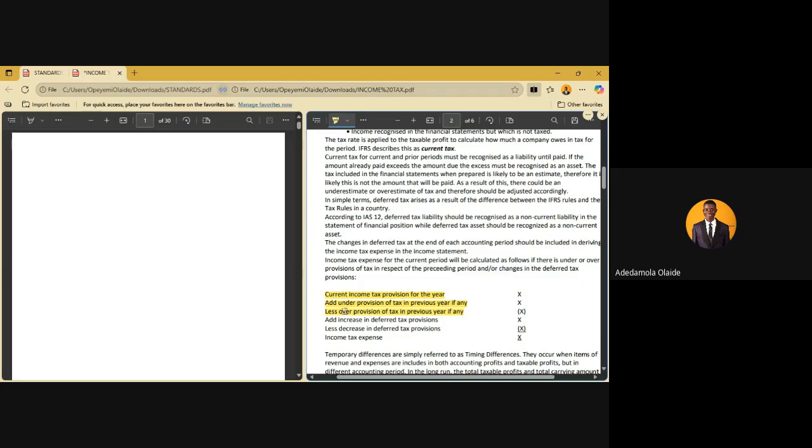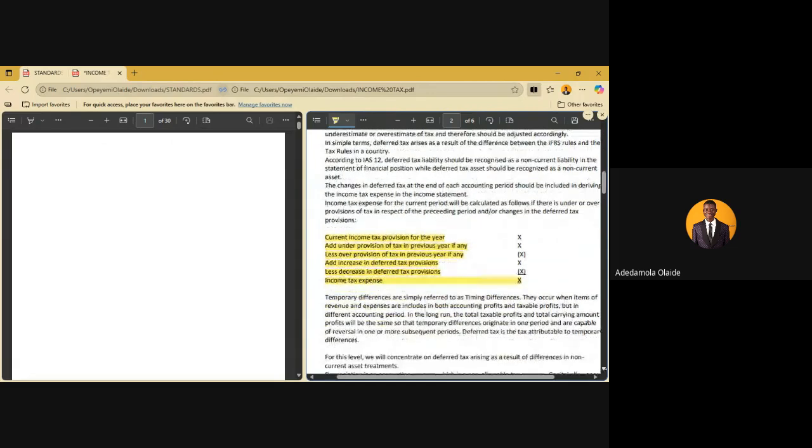Then if we have an increase in deferred tax provision, if our deferred tax liability is increasing, we add it. If our deferred tax liability is reducing, we deduct it. But the reverse is the case if it is deferred tax asset. So when we add up all of that, it gives us what we recognize in our statement of profit or loss as the income tax expense.